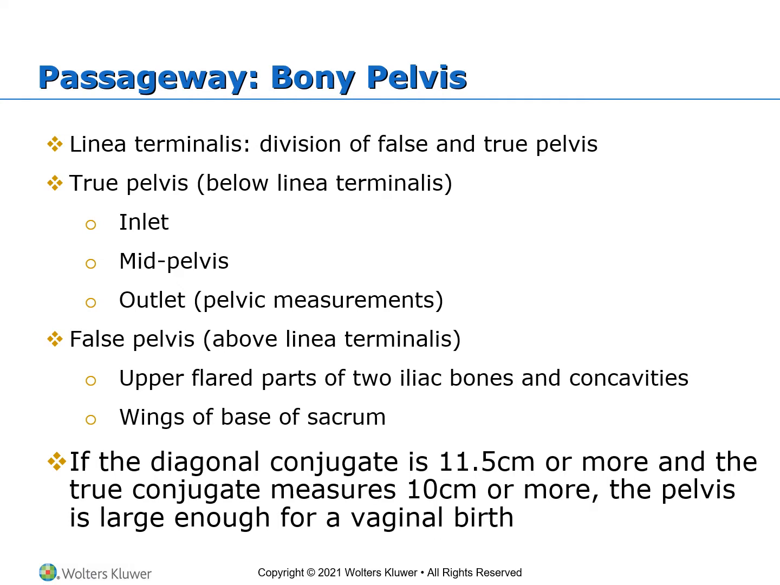So when these things are measured, the diagonal conjugate has to be 11.5 centimeters or more, and the true conjugate has to measure 10 centimeters or more, and that tells the provider that the pelvis is actually large enough for a vaginal birth. If it is not that big, more than likely that baby is going to be a C-section baby.